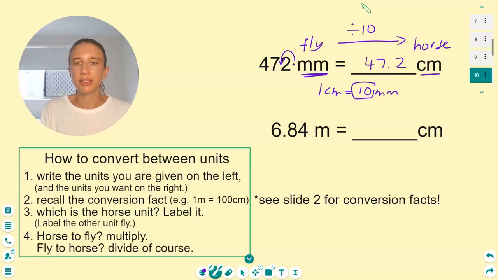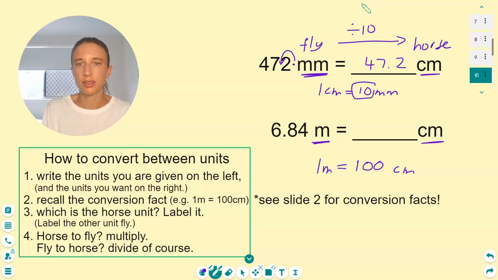Okay. Now, what do we got? 6.84 meters to centimeters. What's our conversion fact linking meters to centimeters? Well, cent means 100. So 1 meter is 100 centimeters. Okay. And then, so we've got our conversion fact looking nice. We just need to work out, do we divide or multiply by it? All right. Now, what is the horse unit out of 1 meter and 1 centimeter? What's bigger? Meters is the horse unit here.